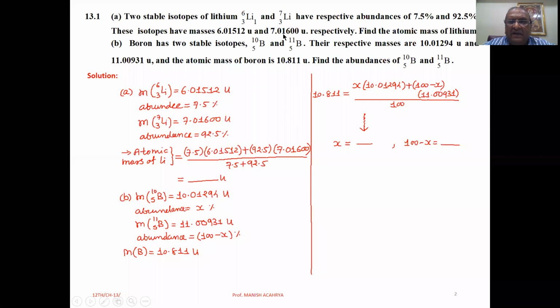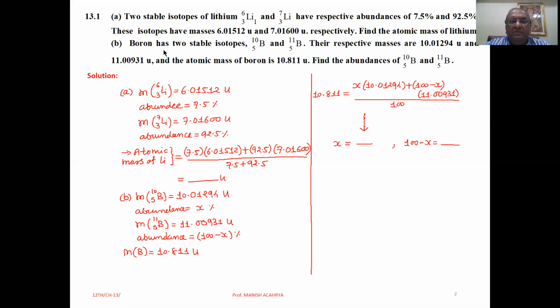Now, example 13.1. A. Two stable isotopes of lithium, 3Li6 and 3Li7, have respective abundances of 7.5% and 92.5%. These isotopes have masses 6.01512 U and 7.01600 U respectively. Then find the atomic mass of lithium.